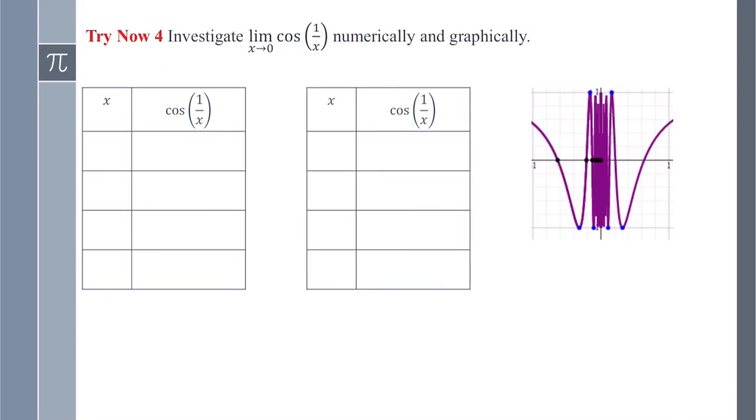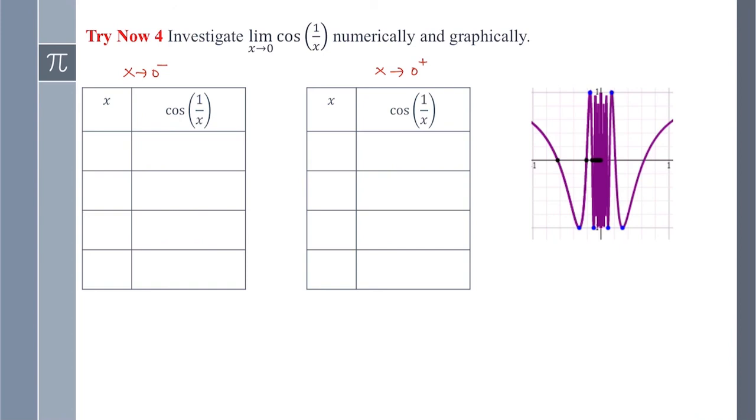Now you can pause the video and try this example, okay? Make the table, do the same thing that we did for the previous example, and then you can resume the video and check your work. So what we're going to do here is, let's take x approaches 0 from the left, and then in this table, we are going to take x approaches 0 from the right, okay? So we'll take the same values that we took for the previous function.